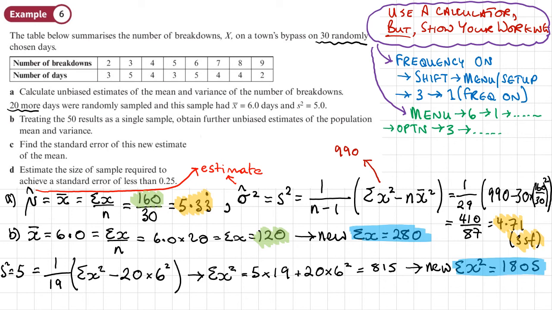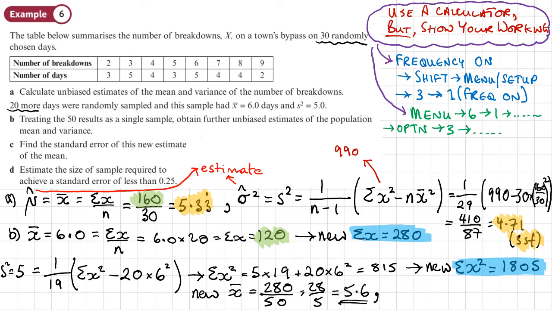So starting with my new mean, my new X bar, which is going to be my new sum of X, 280, divided by the combined number of days, 50. So I'll do 280 and divide that by 50, and I get 28 over 5. Pressing the SD button, 5.6, so that's fine.